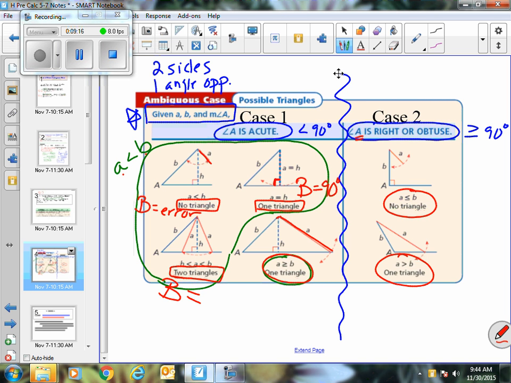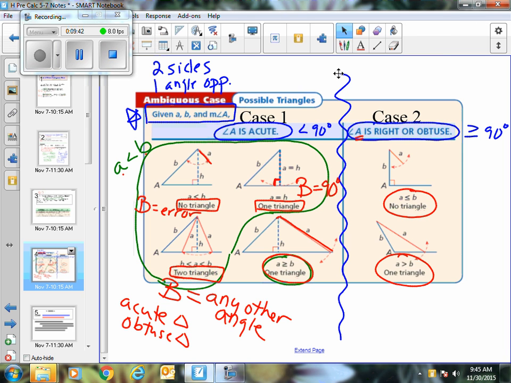Here's the situation that gets a little bit crazy. The way that you end up having 2 triangles is if your angle B is any other angle measurement other than 90. So any other angle, it could be 27, 58, 76, whatever. If it's any other angle, you're going to have two triangles. You're going to have one that's acute and one that's obtuse.